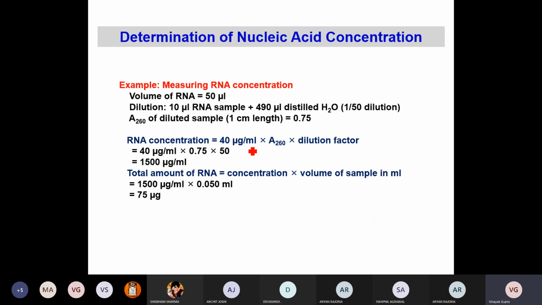So apart from the concentration, there was a second part of the question. What is the total amount of RNA? The total amount of RNA will be like, we have 15 microgram per ml. That is the concentration. And what is the volume? It is 50 microliter. That means 0.050 ml. So that means we have 75 microgram of RNA in our sample.